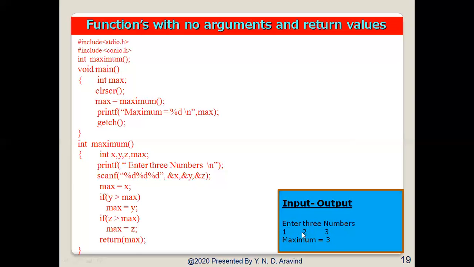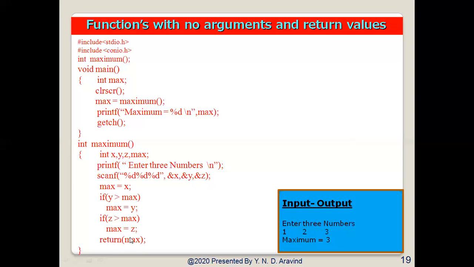Again it will check with z. Z value is 3. 3 is greater than 2. True. So maximum is equal to 3. So now the maximum value, what is there? 3. That 3 value, what I am doing, I am returning. So that returned value will fall into this max.